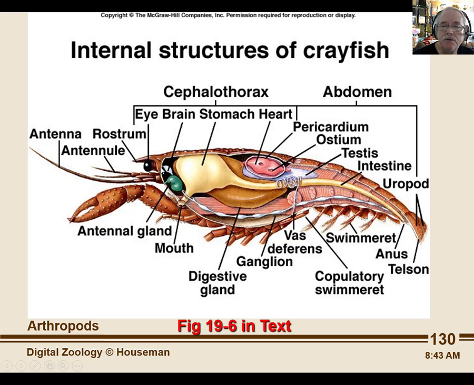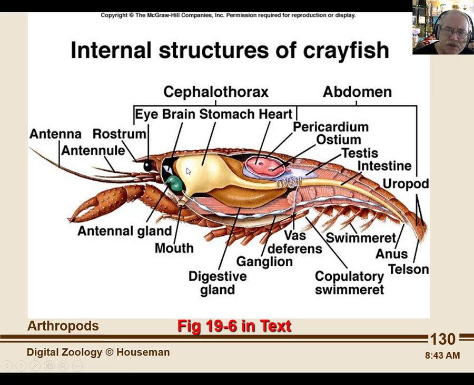You can see in this sagittal section here that the heart here, which has openings or holes, ostia, the ostia allow the blood to be sucked into the heart, and then those valves close, the heart contracts and pumps the blood around the body. The space around the heart here, the pericardium, is strictly speaking the true coelomic cavity. We also have a very large digestive gland near the stomach area here.